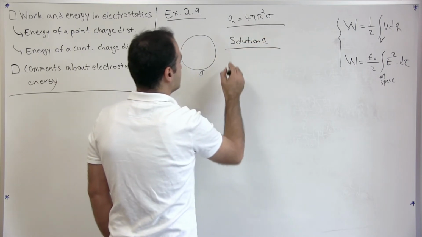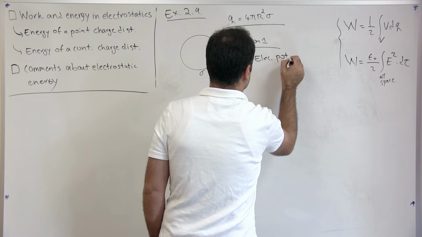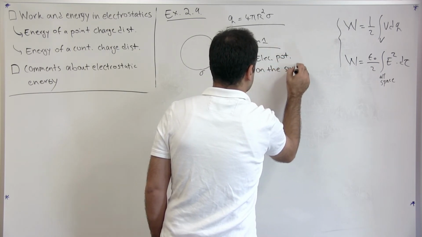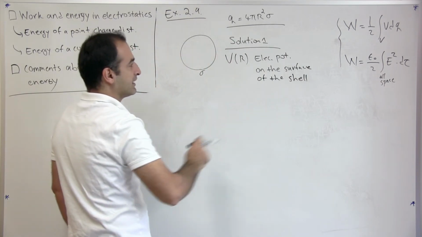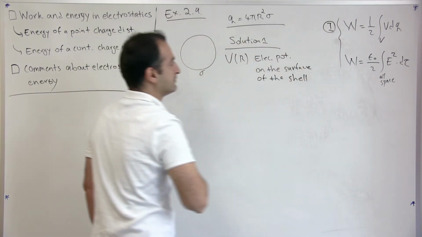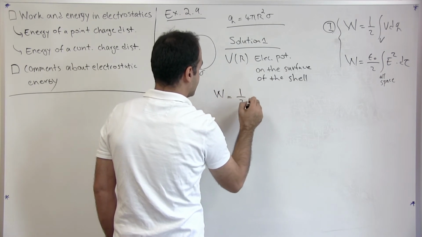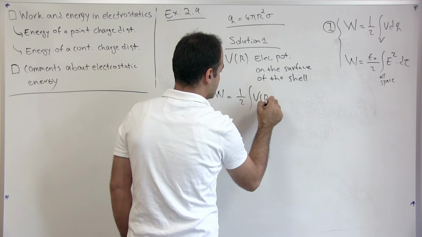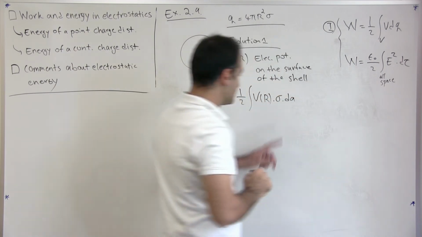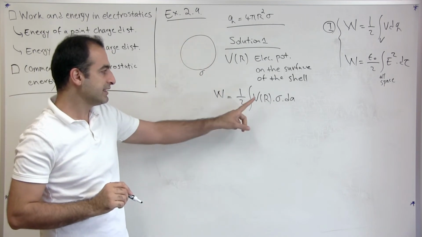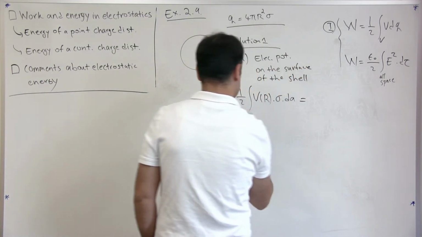One way is to calculate the electric potential at position R, which is the electric potential on the surface of the shell, and do the first integral. Following that, W is half the integral of V on the surface. dQ is basically sigma times dA. The charge distribution is uniform on the surface of the shell. The electric potential is uniform on the surface of the shell. So the combination is going to be simply, let's continue here.